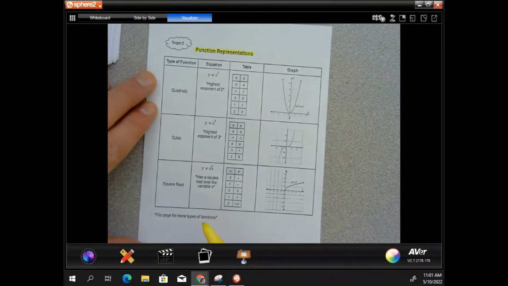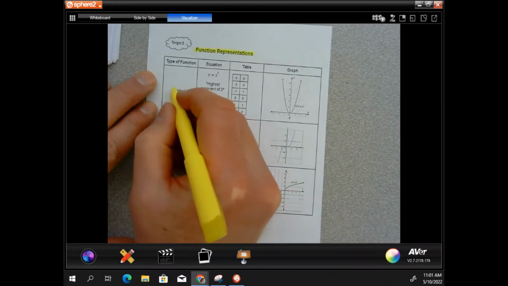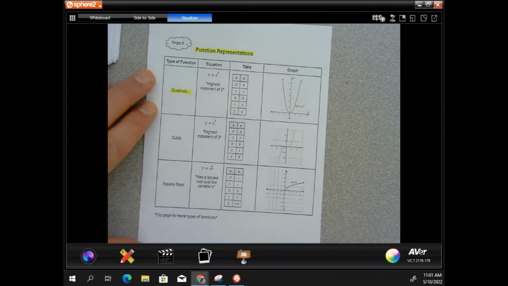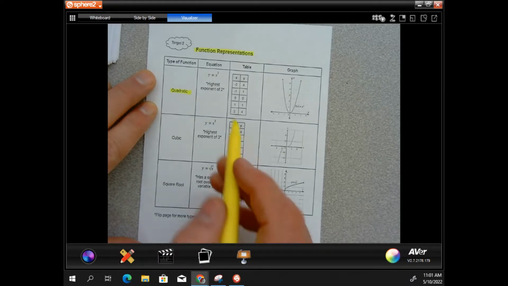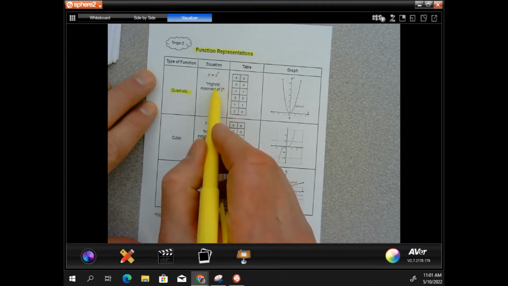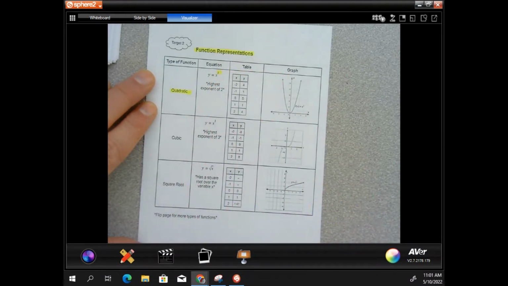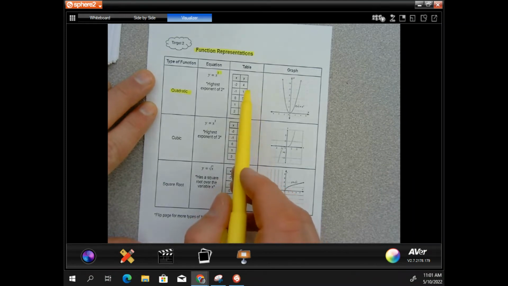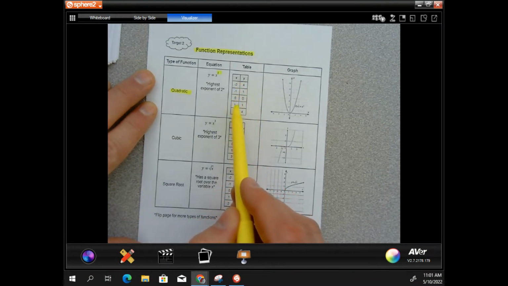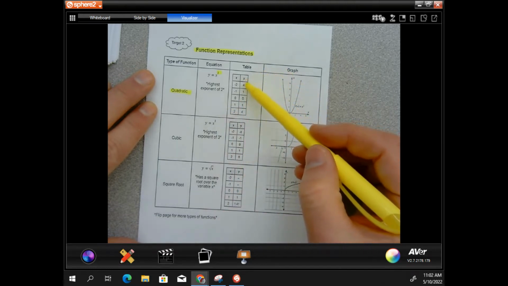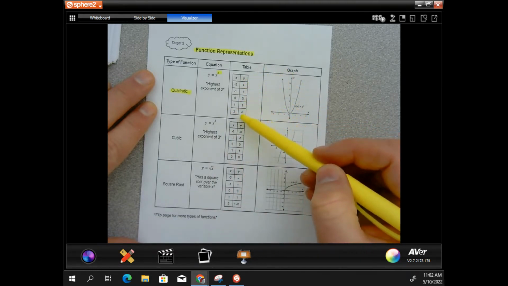Our first type of function is quadratic functions. The equation for a quadratic function has a highest exponent of 2. So we'll see that the 2 lets me know that it is a quadratic function. As we look at the table, we see our x values -2, -1, 0, 1, and 2, and our y values are all positive values.